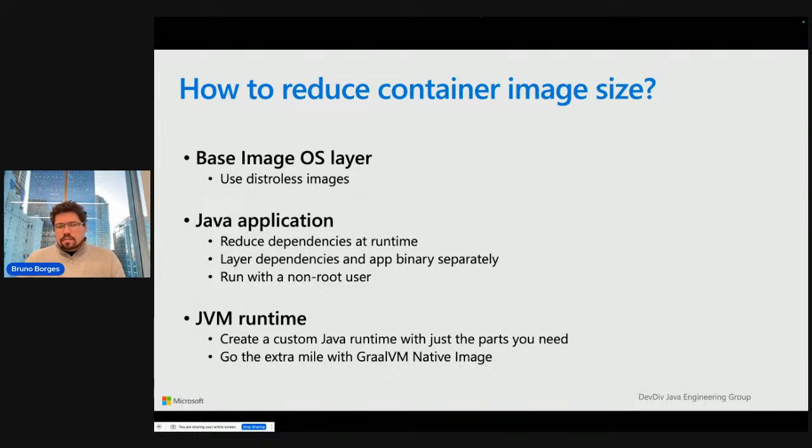And the way you do that is using a tool called JLink. The JLink tool in the JDK creates a custom Java runtime tailored specifically for your application needs. You won't have the Java compiler, you won't have a Java debugger or anything like that. It's just a Java runtime with only the APIs that are needed by your application. If you want to go the extra mile and have a native image, you can use GraalVM, Substrate VM, to create a truly native binary of your application, which gives you great startup time and also smaller binaries.